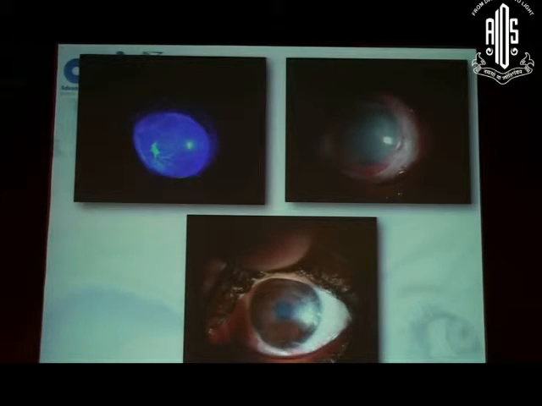This was a patient of chemical burns who presented to us 3 months after the chemical burns with a persistent defect, which even after our treatment did not respond, and this was the stage where finally we decided to do an amniotic membrane again as a patch, and the surface finally stabilized.